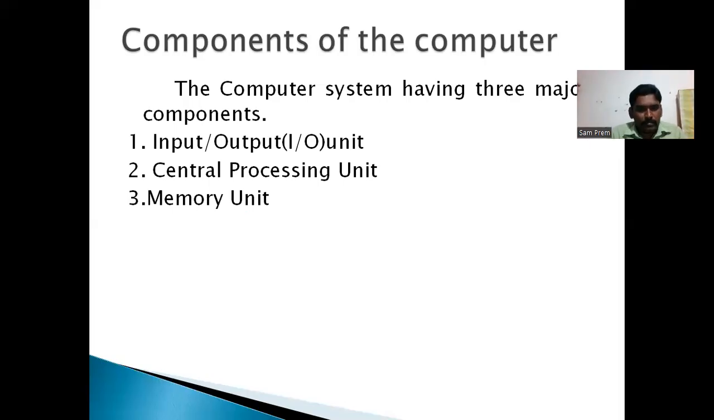The memory unit is a very important unit in the computer system. When the computer processes data, the data will be stored in some location. That location is called memory. The space is called memory. It stores all types of data: normal text data, audio, video, or anything. So all types of data are stored in the memory.